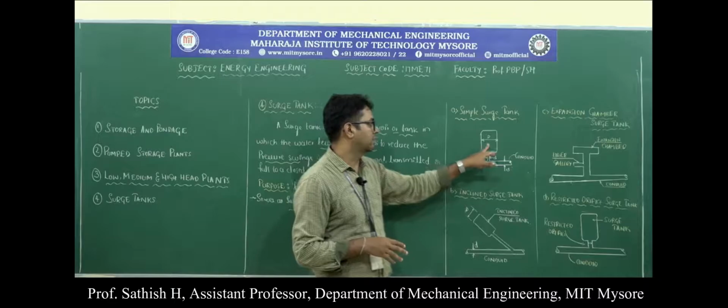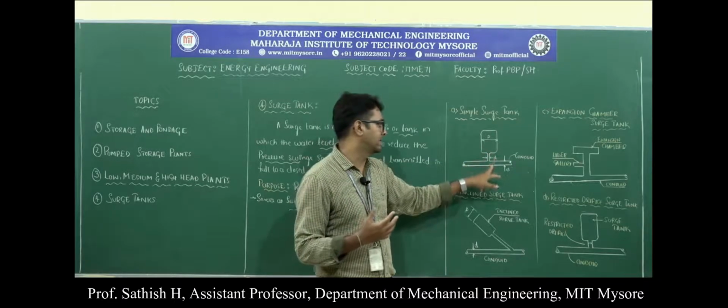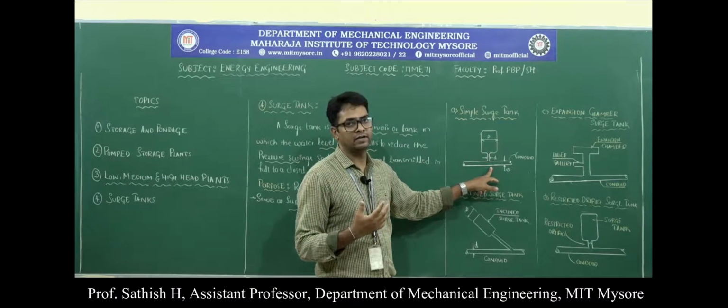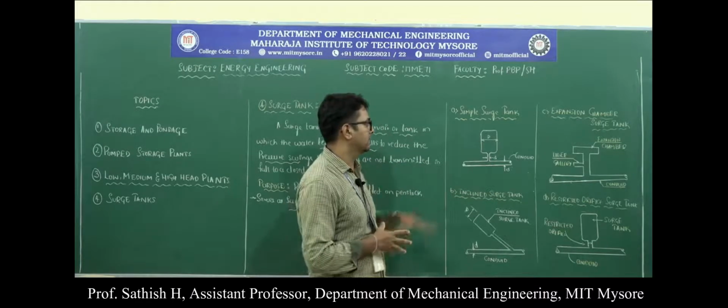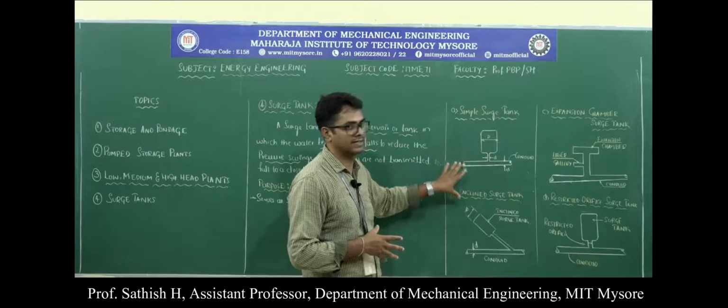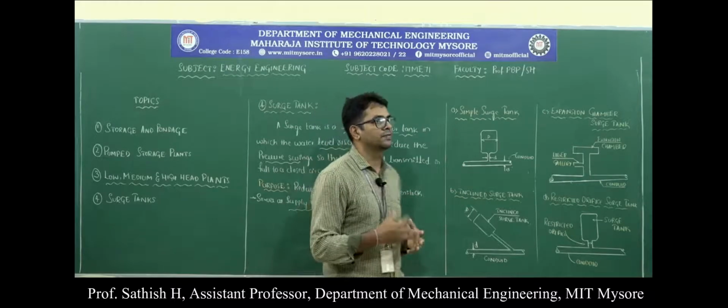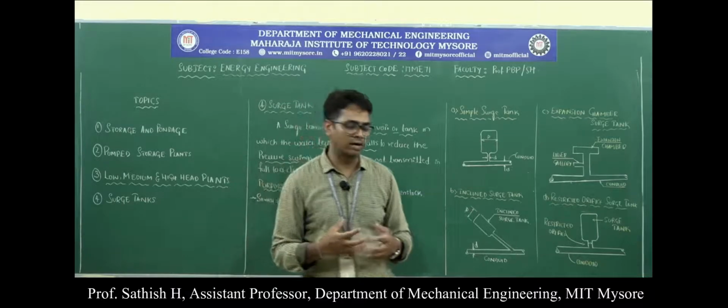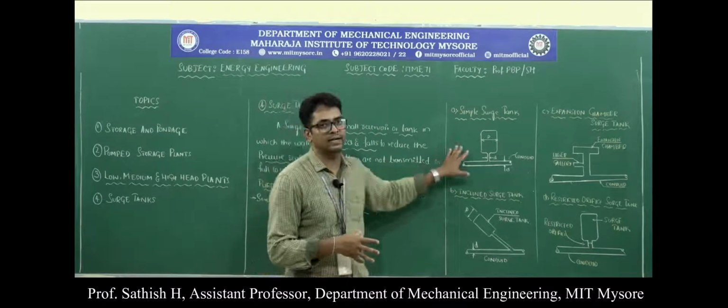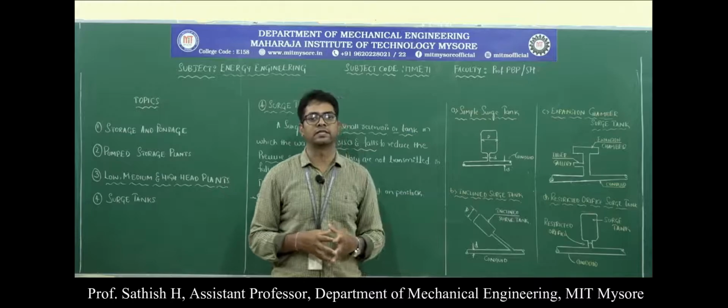The diameter of that surge tank is capital D, and the diameter of the conduit, or the short pipe, is small d. So this is a simple surge tank sketch. Some of the disadvantages of this surge tank are that it is not so economical, and sometimes it is expensive. Those are some of the disadvantages.